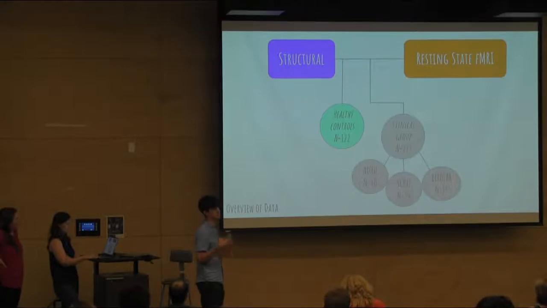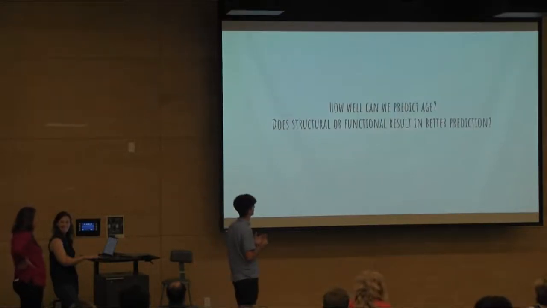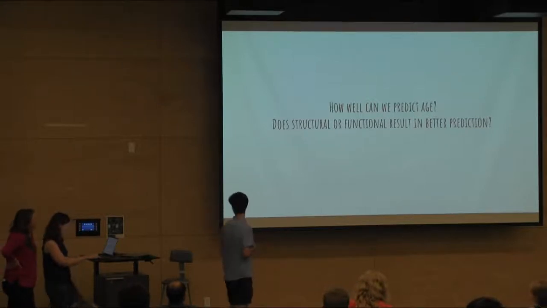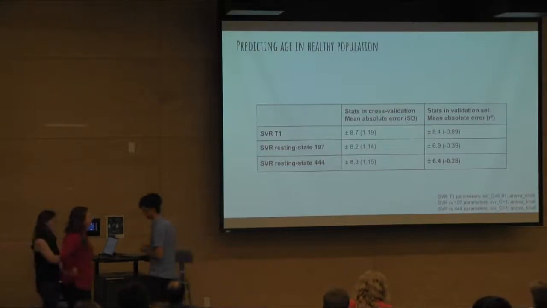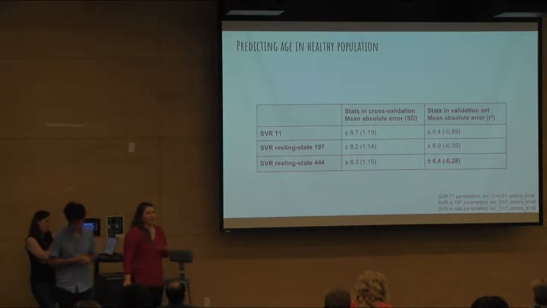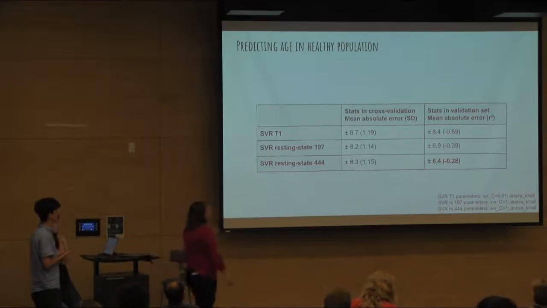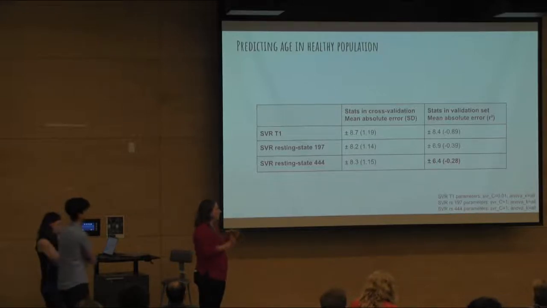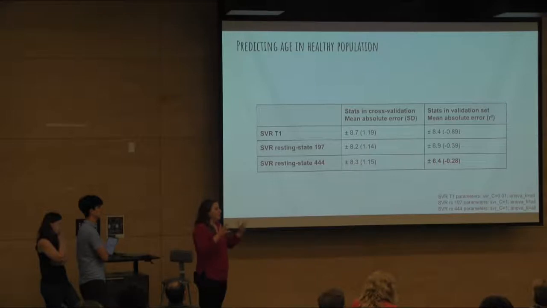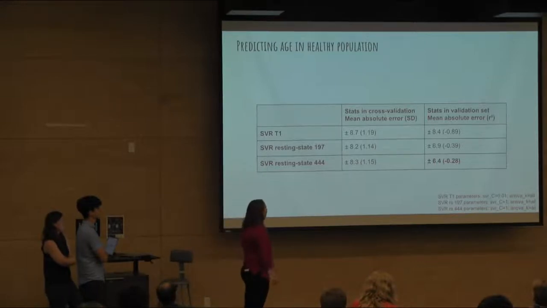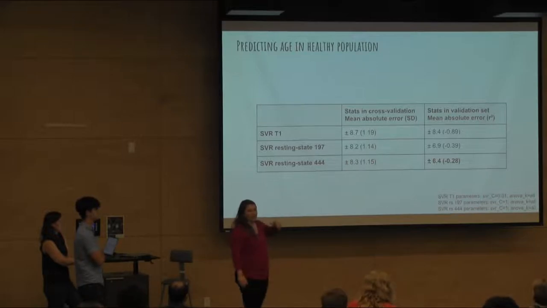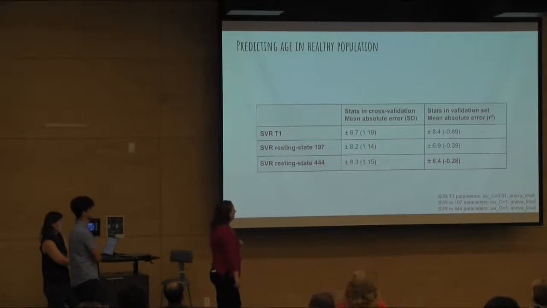Here, we're trying to train a model where we give it this brain data and predict age in a healthy population. So how well can we predict age? The structural functional results in better prediction. What we found was that our functional resting state model with the 444 parcellation predicted the best, with an error range of 6.4. So if your true age is about 30, you would have a brain age of 24 to 36 or so. This was better than our parcellation of 197 and our structural data.